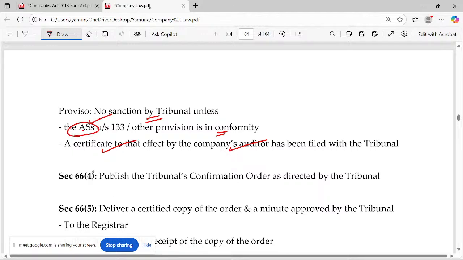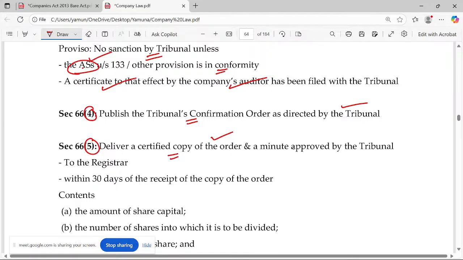With respect to subsection 4, publish the tribunal's confirmation order as directed by the tribunal. With respect to subsection 5, you have to deliver a certified copy of the order and a minute approved by the tribunal to whom? To the registrar, within how many days? 30 days. CMA students, please focus, this is a data-related question. Within 30 days of the receipt of the copy of the order.